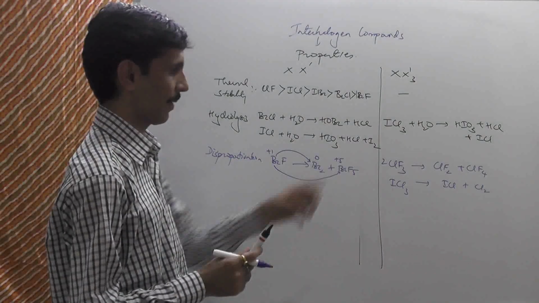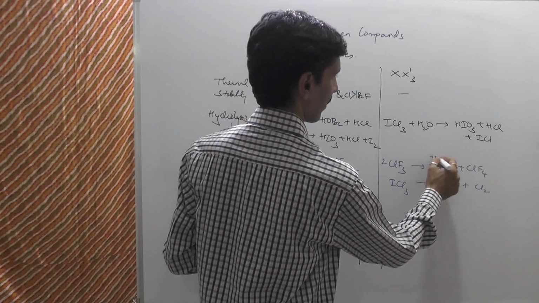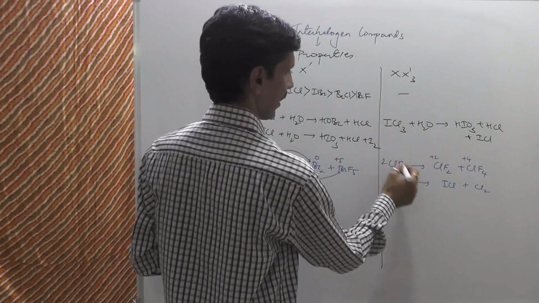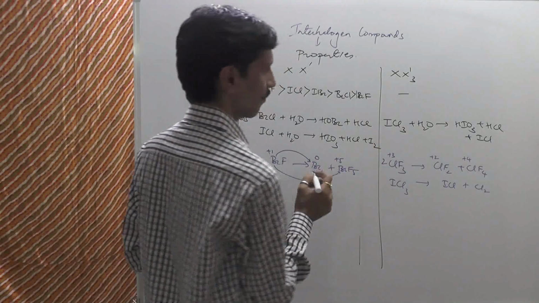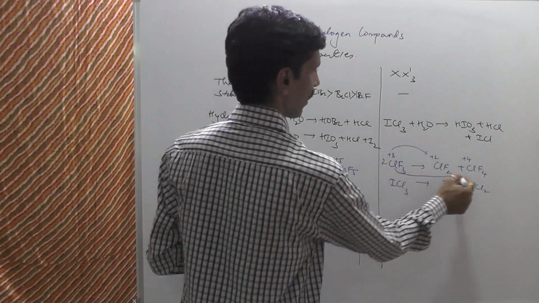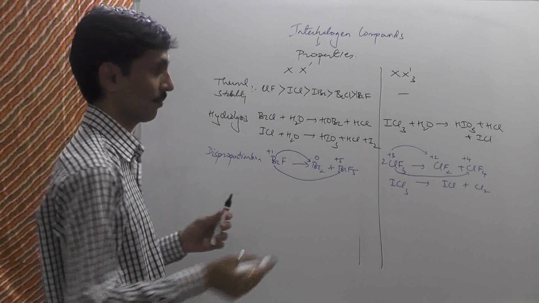Here, look at ClF3. It gives you ClF2, where the charge of chlorine is +2, here the charge of chlorine is +4, and in ClF3 the charge of chlorine is +3. So +3 to +2 is reduction and +3 to +4 is oxidation. Once again it's a disproportionation reaction.